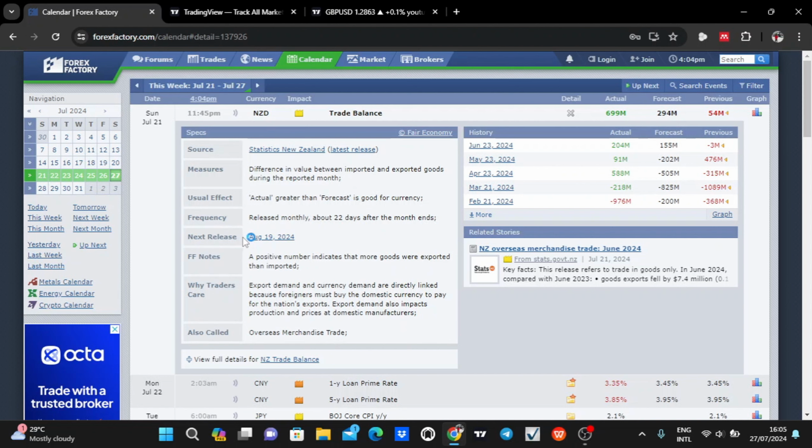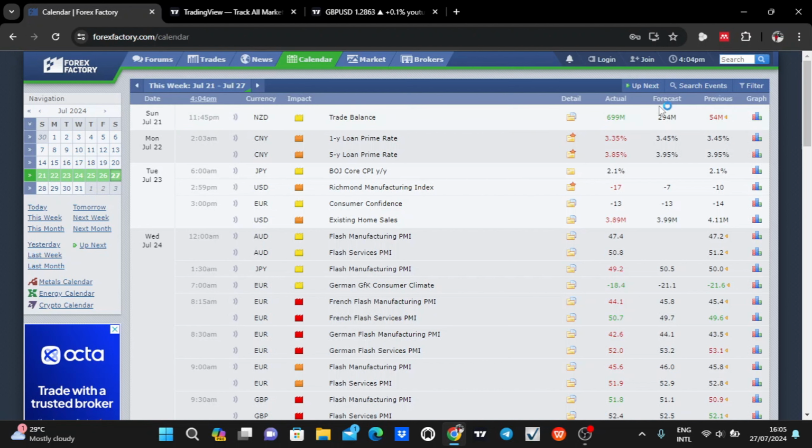So after details, we'll have the actual. All right. Before the news is being released, this actual value is always empty. There won't be anything showing here. Okay. While this forecast is what traders in general are predicting for the news release. Okay. Then the previous is the previous value that this news created. So here the previous value was 54 M. The forecast was 294 M.